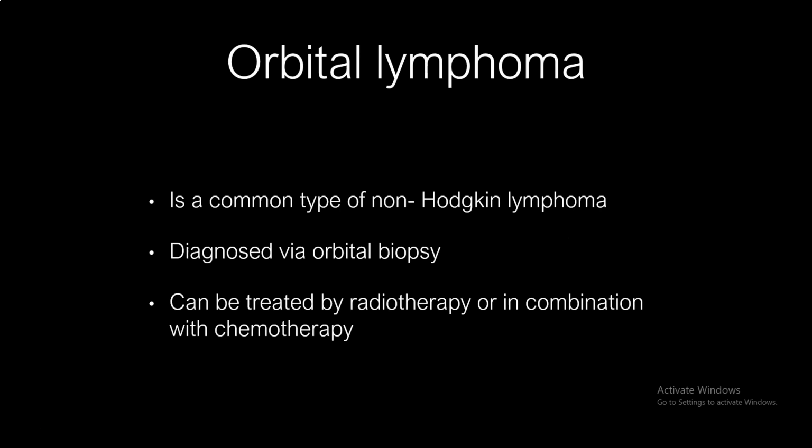Orbital tumors: one of the common tumors in adults, talking about frequency, is the orbital lymphoma. It is a common type of non-Hodgkin lymphoma, and it is diagnosed via orbital biopsy. Orbital biopsy is very, very important because many of the orbital lesions are not treated surgically. They can receive radiotherapy or chemotherapy or antibiotics or steroids, as we said. So biopsy is very important, and they can be similar. Sometimes you cannot differentiate by radiology, and as you all know, any lymphoma can be treated by radiotherapy with or without chemotherapy.